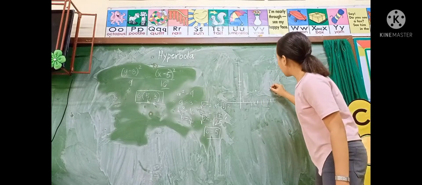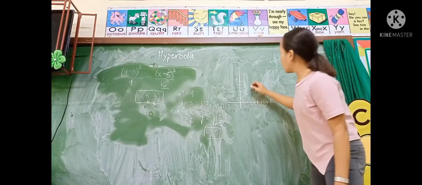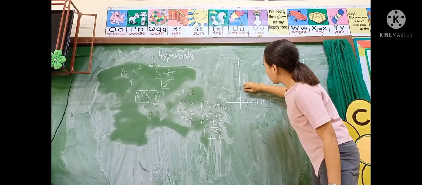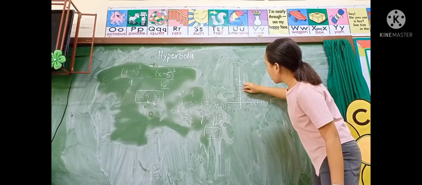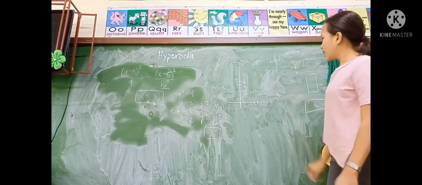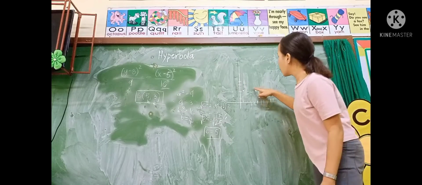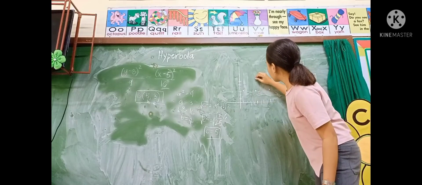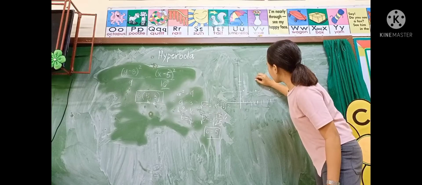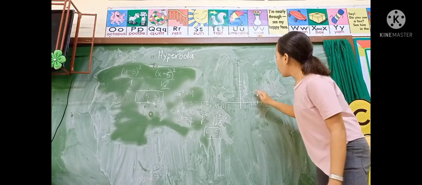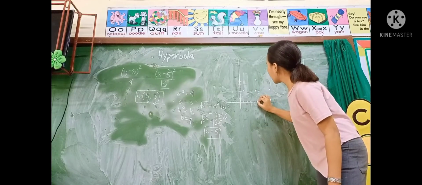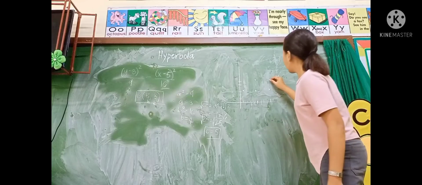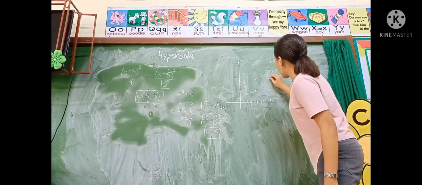And then, wait, let me check. 1, 2, 3, 4. And for the next point is 3. So, pataas at pababa. So, 1, 2, 3. Sakto na ba to? 1, 2, 3. Yan, sakto. And now, i-drawing natin yung ating rectangle.